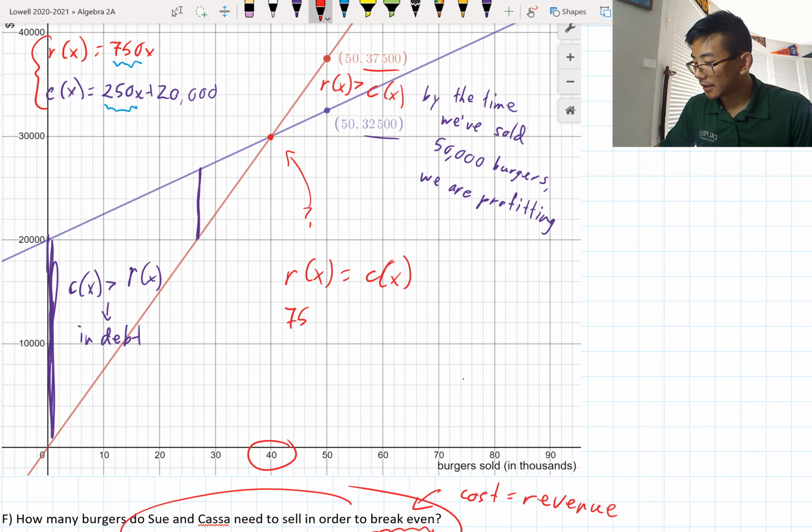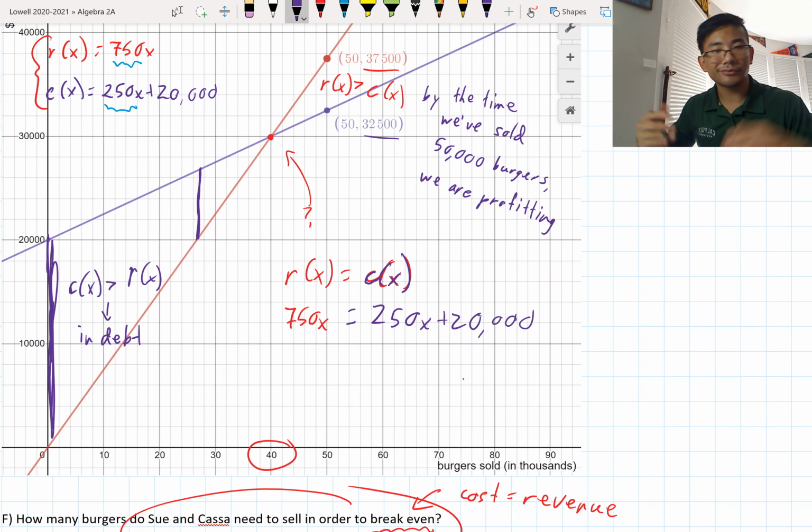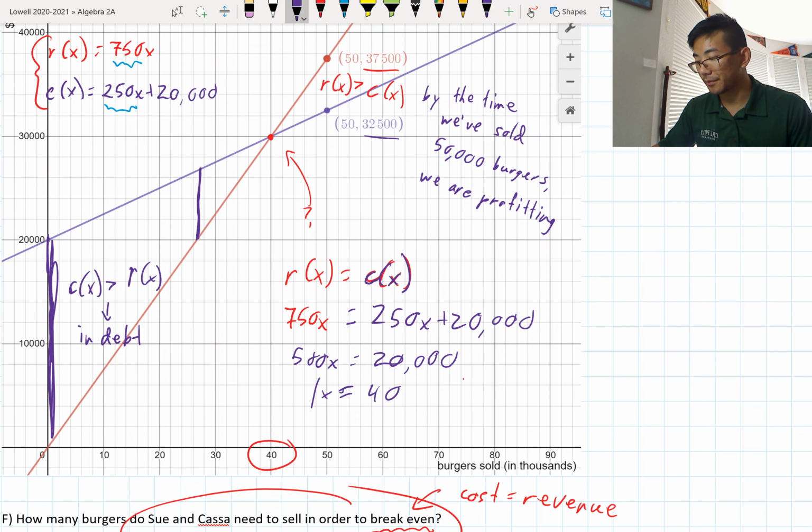So I have 750x, and I'll do this one in purple, c of x, equals 250x plus 20,000. Subtract 250x, I'll get 500x equals 20,000. We'll divide by 500 and you'll get x equals 40. And so this would mean, not 40 burgers, but actually 40,000 burgers.